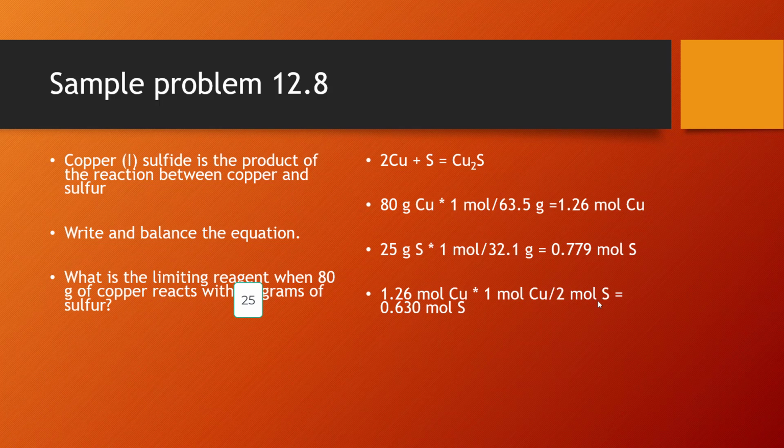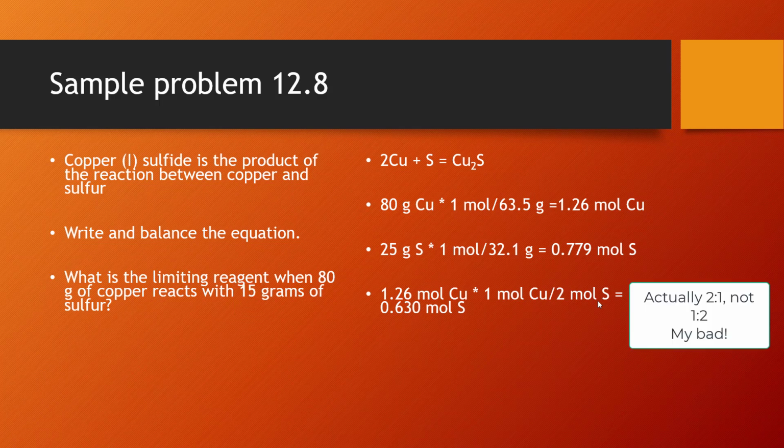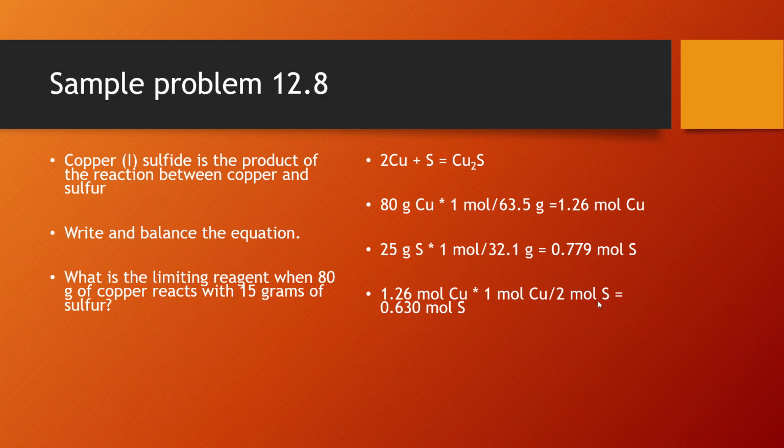All right, so 1.26 moles of copper, with a 2-to-1 ratio of copper to sulfur, is going to require 0.63 moles of sulfur. So it looks like we have more sulfur than is going to be needed. So copper is the limiting reagent there.